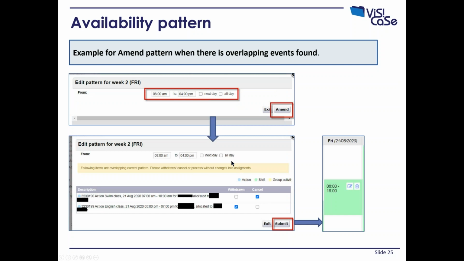Similarly, in the case of amending the pattern of the availability, you have to fix this. For example, before amending, you have to check if there are any items and what you want to do with these items. Once withdrawn, these items will be waiting for allocation, and you have to allocate these items accordingly. And then you will be able to amend the availability pattern. Once you click on submit, you will be able to change the availability pattern.